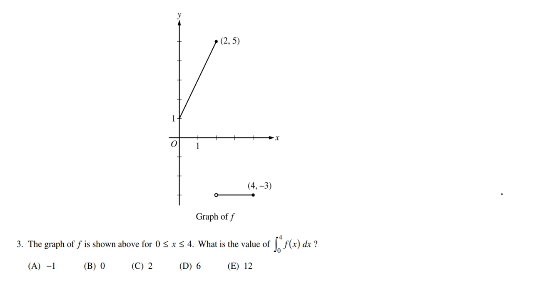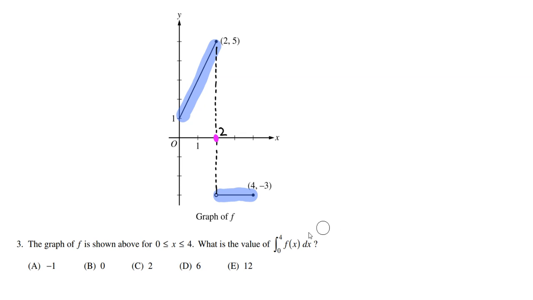Here we have some kind of graph. I will try to color here. This one is a graph and this one is a part of the graph. And I think this is a point of discontinuity. Its x-coordinate is 2. Right, then the graph of f is shown above from 0 to 4. What is the value of the integral from 0 to 4 of f(x) dx?